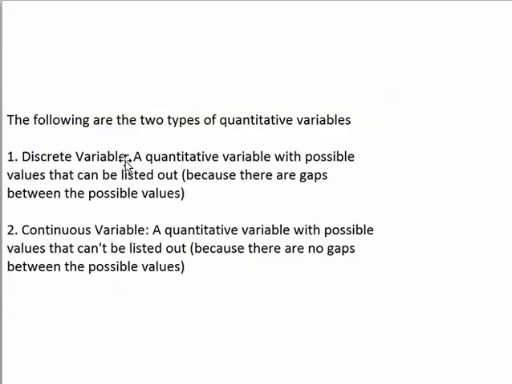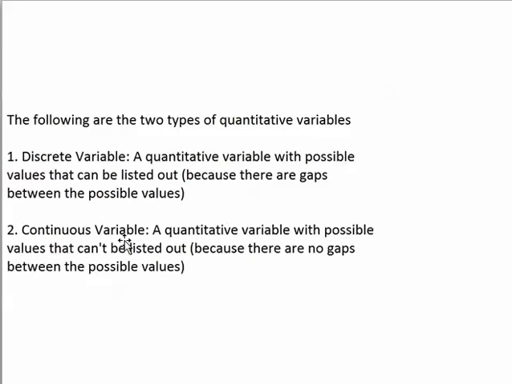A discrete variable is a quantitative variable that has a set of possible values that can be listed out. Also, when a variable is discrete, there are gaps in between the possible values. Think of a variable like shoe size. A person's shoe size could be a number like 10, 10.5, 11, or 11.5, but nothing in between those numbers is a possible shoe size. A person's shoe size couldn't be a number like 10.2, 10.3, or 11.2.